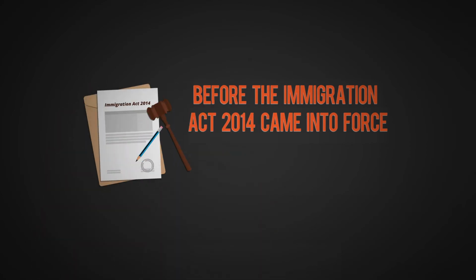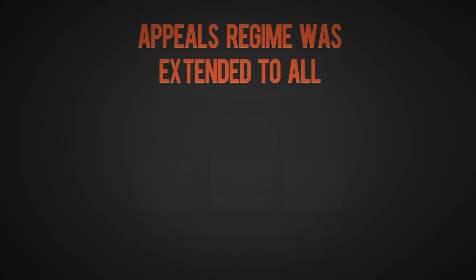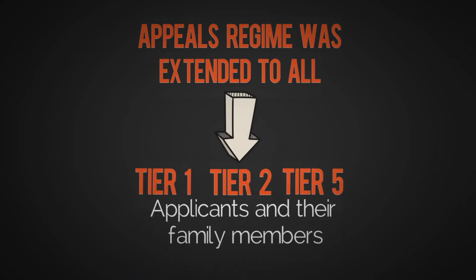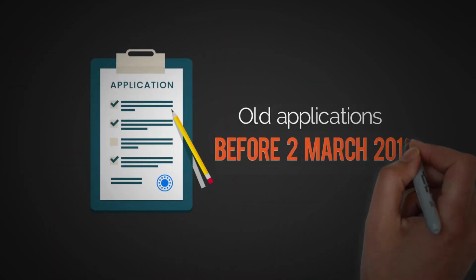As for the second two subcategories, on the 2nd of March 2015, the appeals regime was extended to all Tier 1, 2 and 5 applicants and their family members who had applied for leave to remain on or after that date. So again, the second two types of decision here are for old applications made before the 2nd of March 2015.